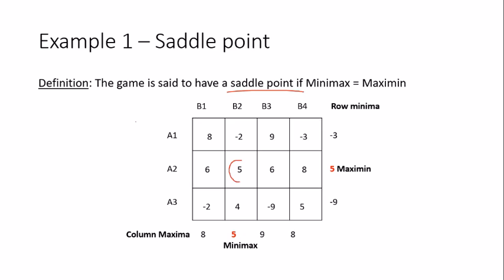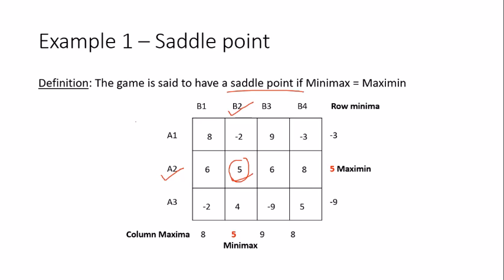occurring here. This Maximin was coming from this 5. This Minimax is also coming from this 5. So that means the final decision is A will choose A2, B will choose B2, because this satisfies both the players. A was trying to maximize his minimum gains and B was trying to minimize his maximum losses. So this is the common value which we are getting, and that's the optimal solution.